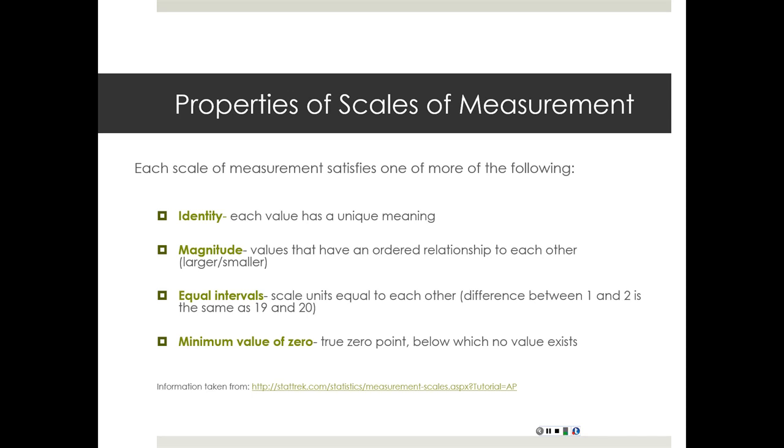Third, a scale of measurement may have equal intervals. This is where the units are equal to each other. For example, the difference between 1 and 2 is the same as the difference between 19 and 20. Finally, a scale of measurement may have a minimum value of 0, which is the true 0 point below which no value exists. Now, let's make sense of these properties in terms of the four scales of measurement.